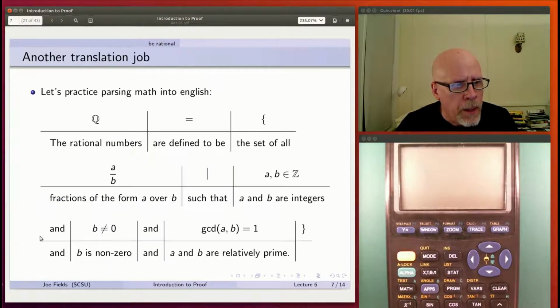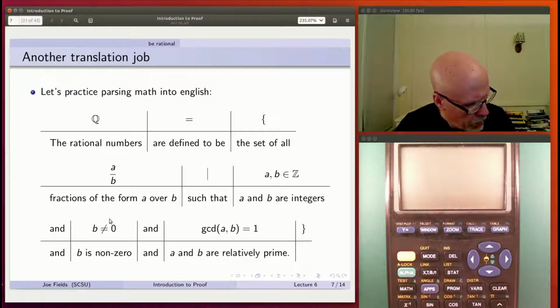And well, what else happened? b is non-zero, b not equal to 0, or just say b is non-zero. I think it's smoother in English to say b is non-zero, and the comma becomes "and". Read GCD of a and b equals 1 as a and b are relatively prime. Okay.